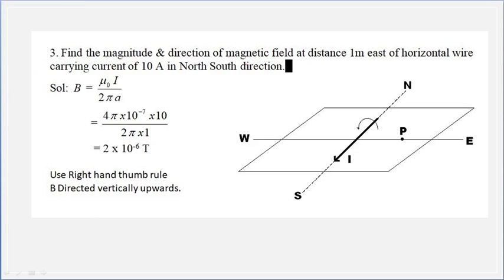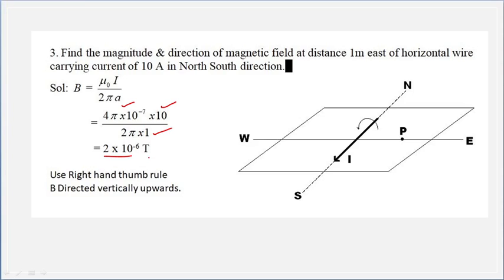Find the magnitude and direction of magnetic field at a distance 1 meter east of the horizontal wire carrying a current 10 amperes in north-south direction. To find the magnitude is very easy. Mu naught I by 2 pi a. Mu naught is 4 pi into 10 raised to minus 7. This you know. Current is given 10 amperes. The distance is given 1 meter. Pi is 3.14 and you can find that it is 2 into 10 raised to minus 6 Tesla.